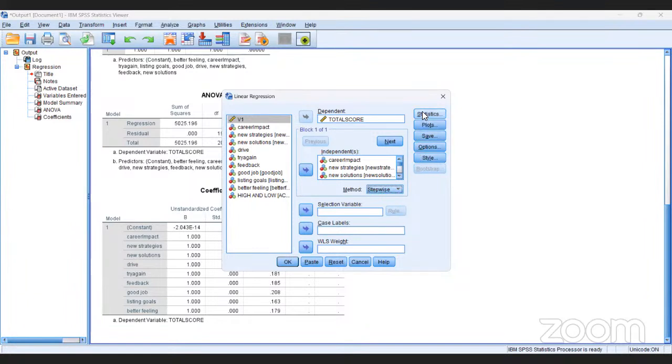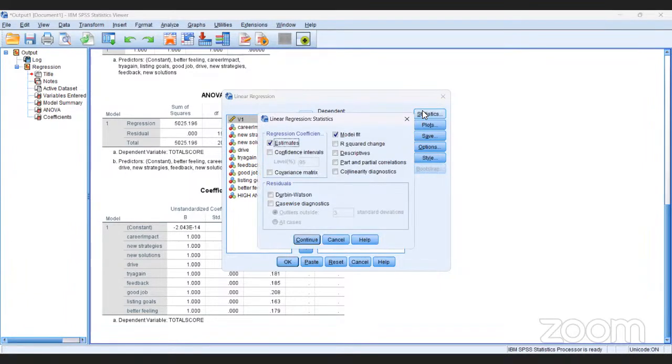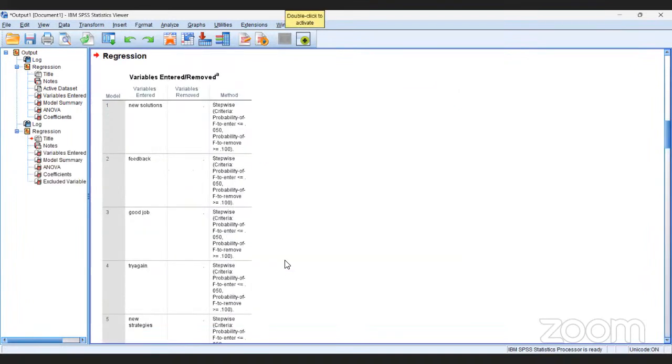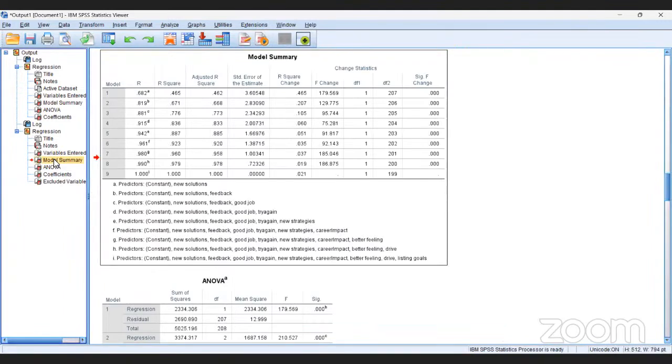And here in Statistics, it is R square change. Okay. Then Continue. After that, okay. Let's see. Model summary. Okay.